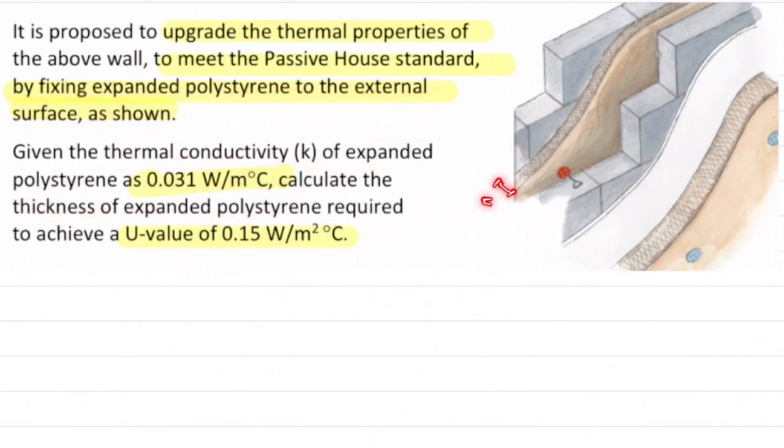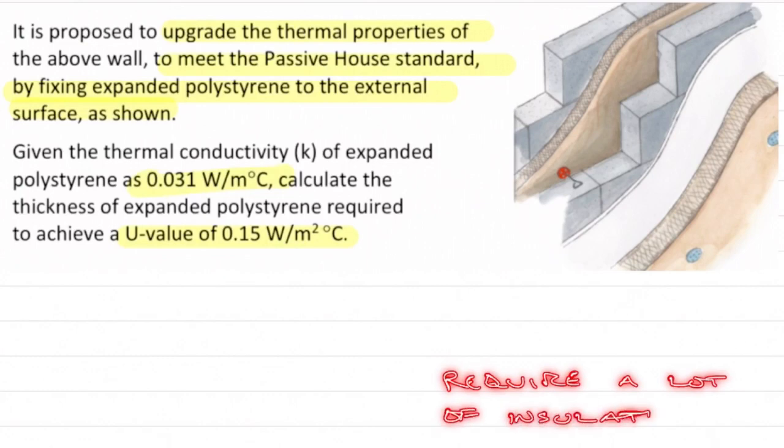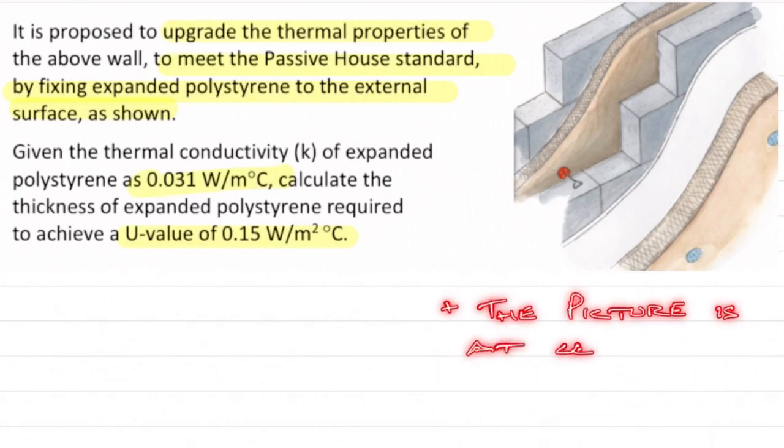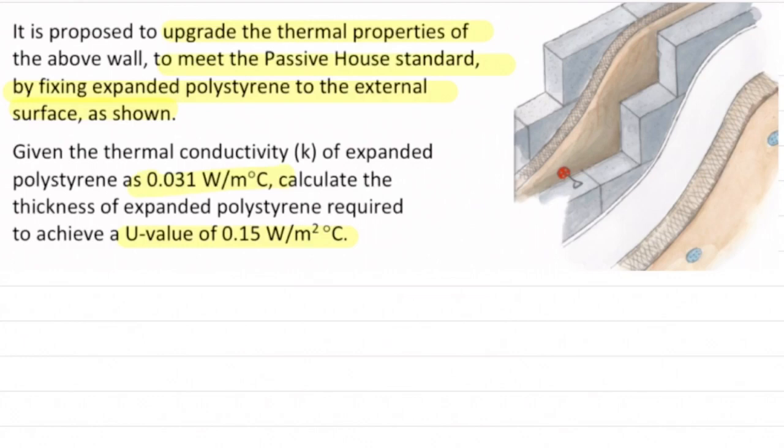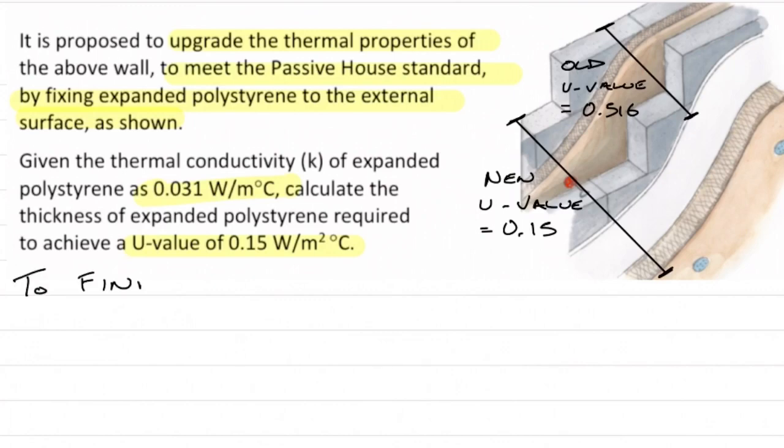Upgrade the heat properties of the house. And as we know, passive houses are extremely well insulated, so it's definitely going to be more than that 50. It looks double, if not treble. So your answer should be somewhere between over 100 mil and 150 mil. That's a good guesstimate. So here we have our old U value of 0.516 and the new U value of 0.15 with that extra piece of insulation which we don't know the thickness of.